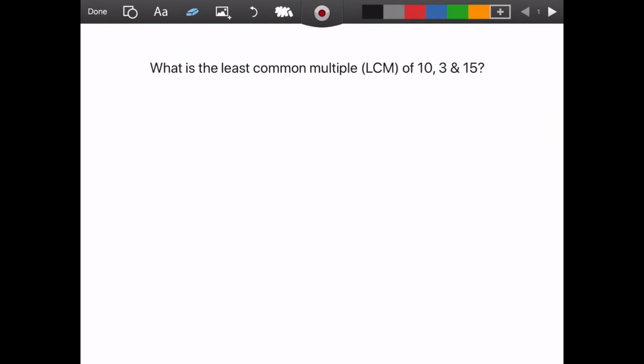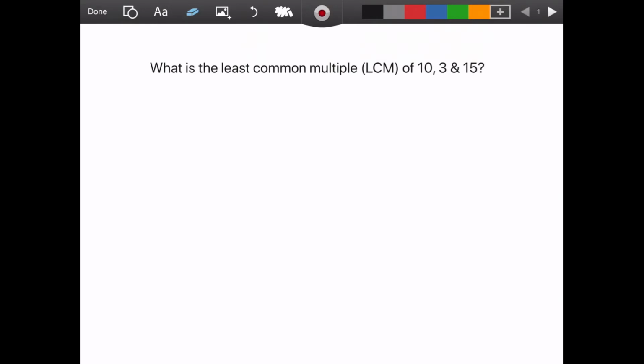Hi everyone, today we are going to discuss the concept of least common multiple, or what is usually referred to as LCM, and also highest common factor, or what is usually referred to as HCF. And then afterwards we're going to solve an O-level E-Math question.